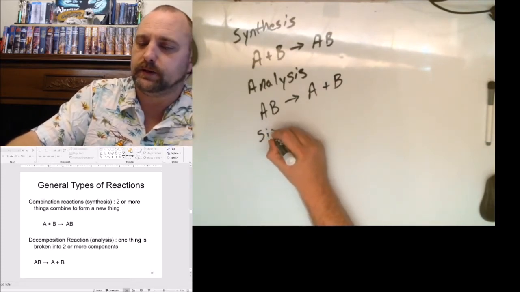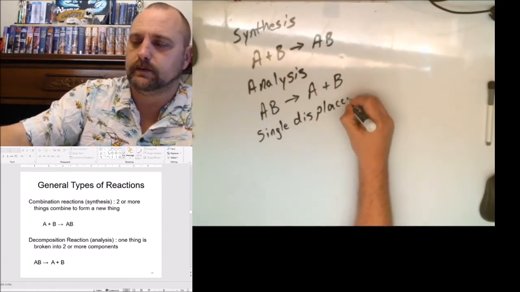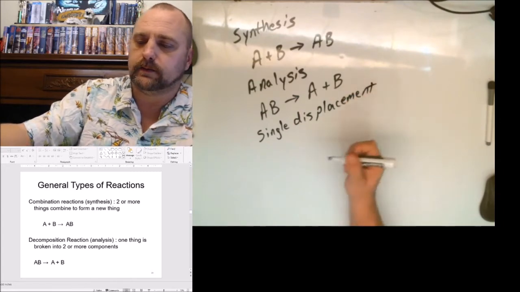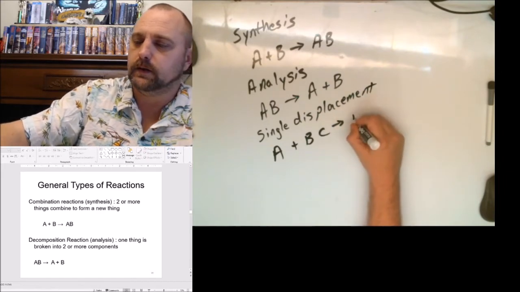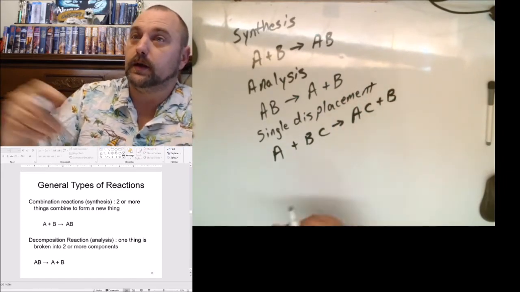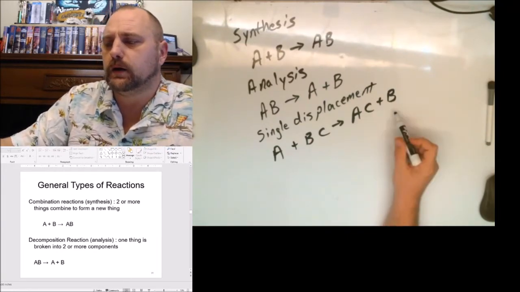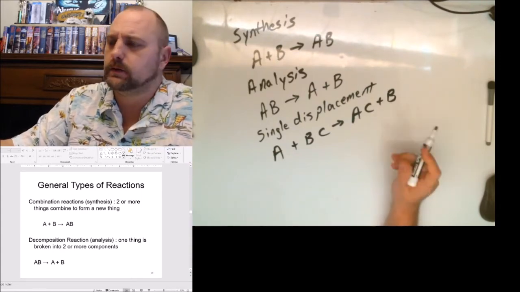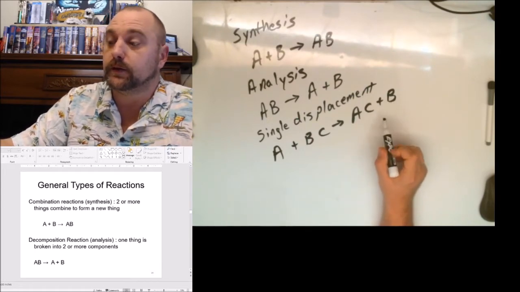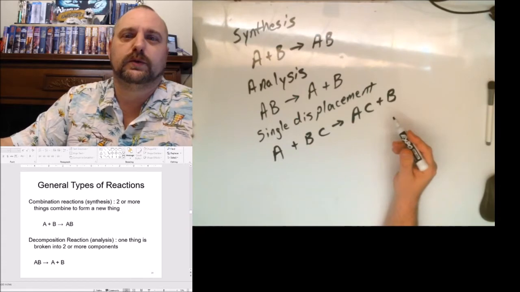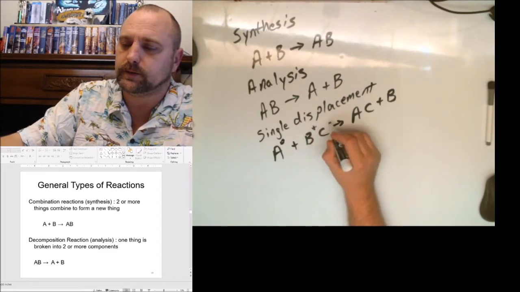Then we had a single displacement: A plus BC goes to AC plus B. We'll do that in 2 weeks. In lab, I may have to speed that up just so that we can try and get some practice on the pre-lab for it. But this is one of the tougher ones to predict. A is going to be 0. B has some kind of positive charge.